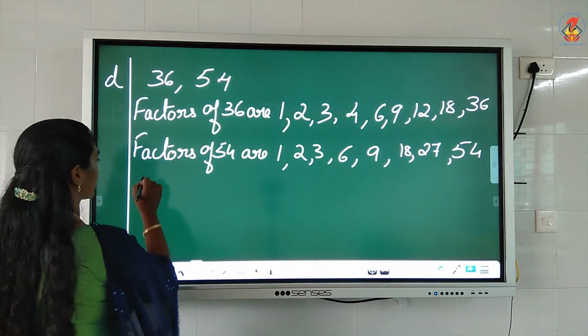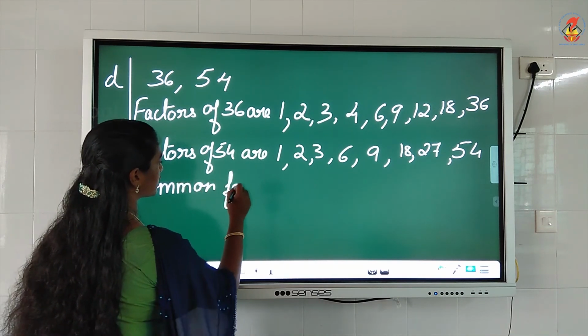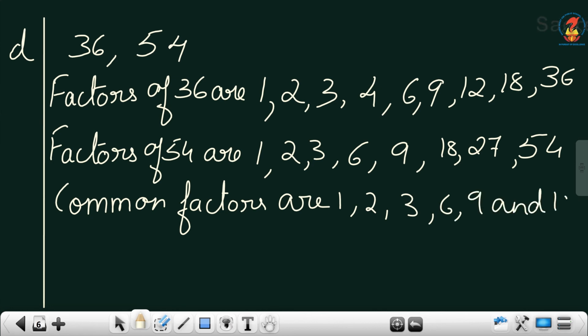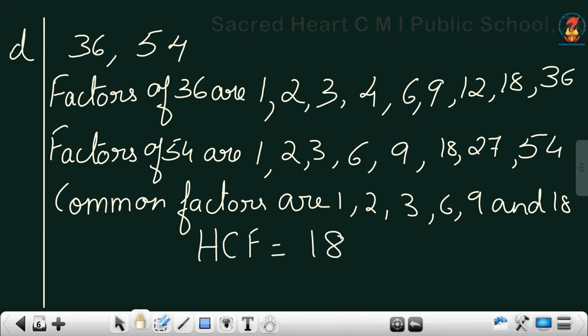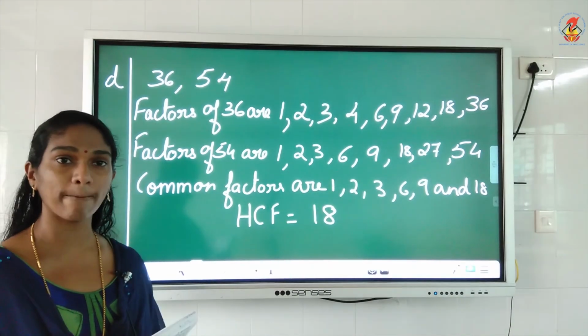So what are the common factors, children? Common factors are 1, 2, 3, 6, 9 and 18. How many factors we got? 6 factors we got, common factors. And out of this, what is the highest common factor? HCF is 18. Understood, children? So this is how we find HCF using common factor method.